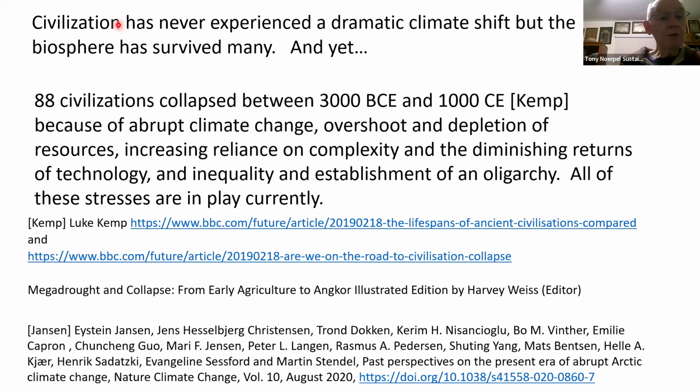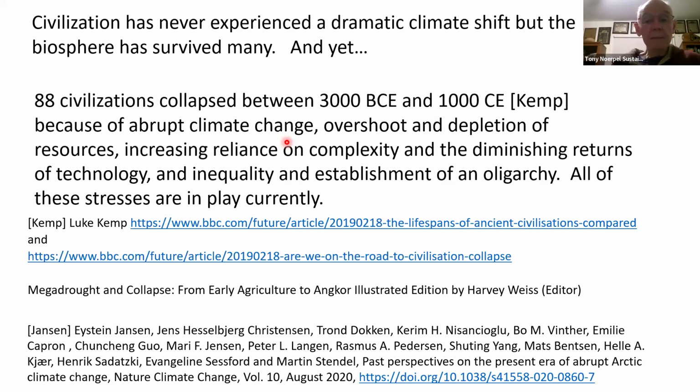But by the way, getting back to our story, civilization has never experienced a dramatic climate shift. But the biosphere, of course, has survived many. All that stuff wasn't a major extinction event when we saw all those jumps. Of course, none of them were as fast as what we're doing today, by like an order of magnitude, even though they look steep. But in the meantime, 88 civilizations collapsed in this 4,000 year period. And the reasons were abrupt climate change. And by abrupt, it's nothing like what we're doing today. We're talking very modest, a 1/10 of a degree, 1/2 a degree, but quick.